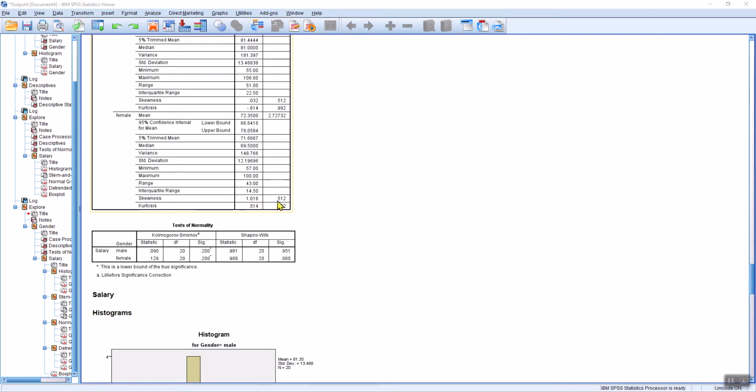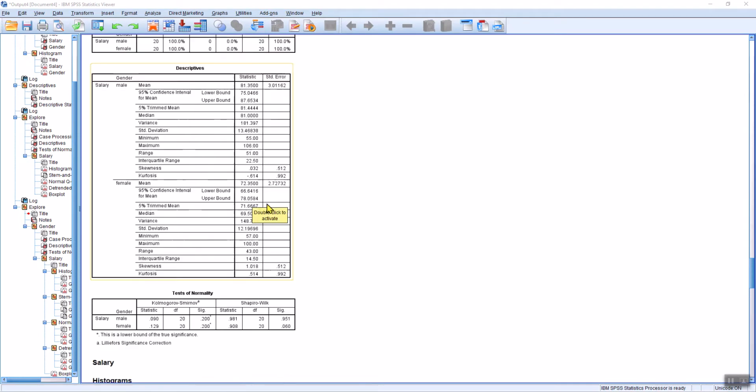It's not quite as high as we would like to see it in order to declare that it is a highly skewed distribution, but it's about double. The skew is about double the standard error of skew. So it's reason to consider it to be somewhat skewed, although it's not what we would call heavily skewed.